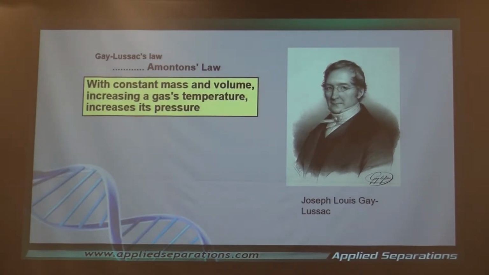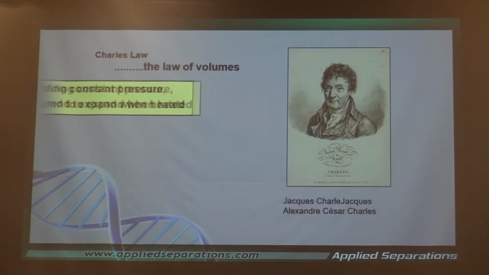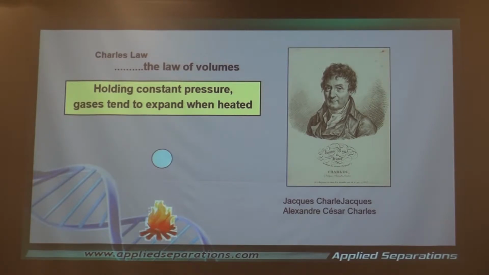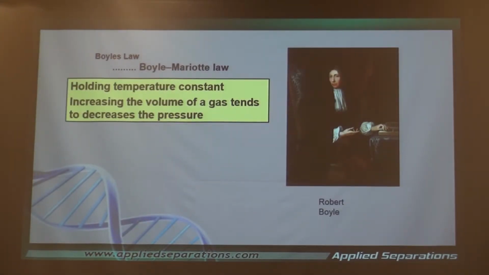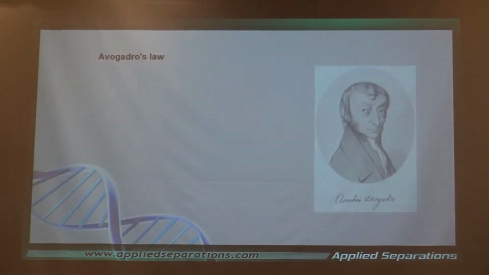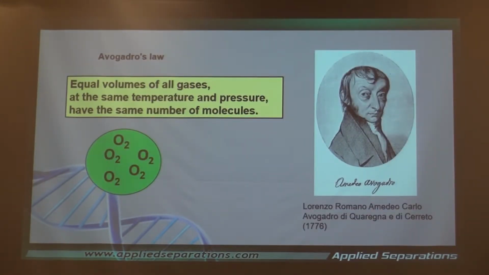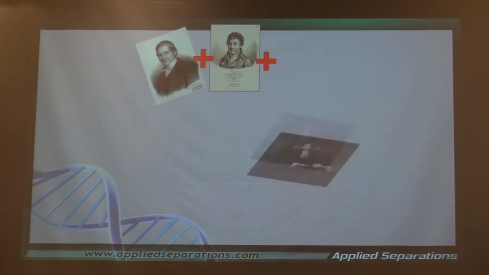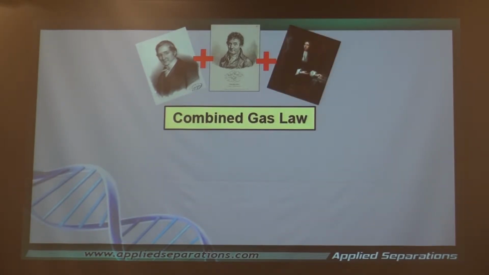Very quickly, we're all familiar with the chemistry of early gases. We have here Gay-Lussac's law. This is by increasing the mass. We know of all of these individuals, so I'm going to pass through these very quickly. Charles' law. Boyle's law. And then we throw in Avogadro. We put these three together. This is called the combined gas law. And remember this from our very early chemistry days.